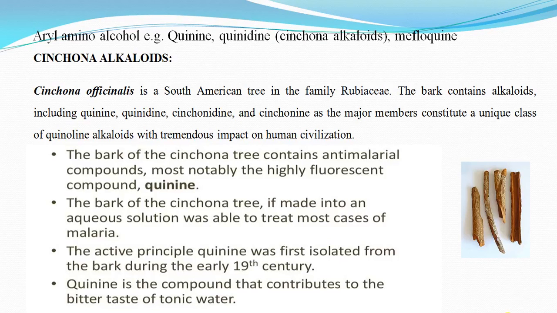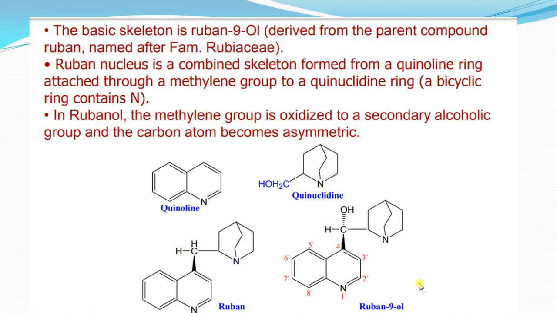Now, the chemistry behind quinine. The basic skeleton is rubane. This is the structure of rubane. Basically, this is the quinoline ring system derived from the parent compound rubane, named after the family Rubiaceae. This is rubane-9-ol, meaning a hydroxy group is substituted on this position.